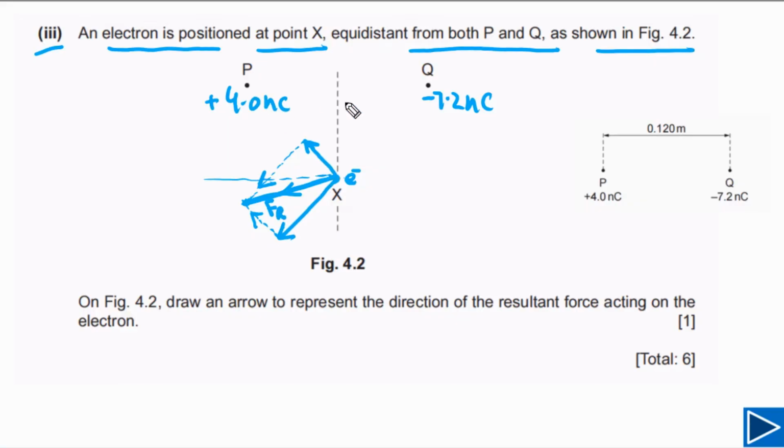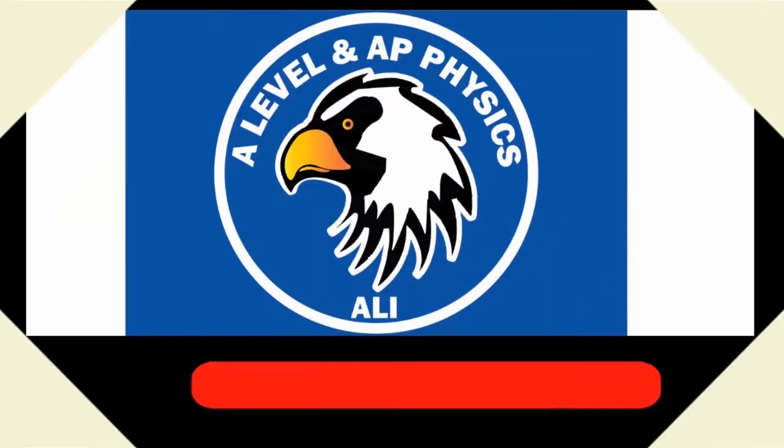But if these two charges were equal in magnitude, then the resultant force would be along the horizontal. But in this case, it has to be below horizontal because the repulsive force is greater than the attractive force. So this is how you can draw the resultant force.